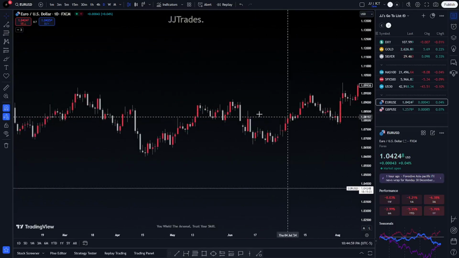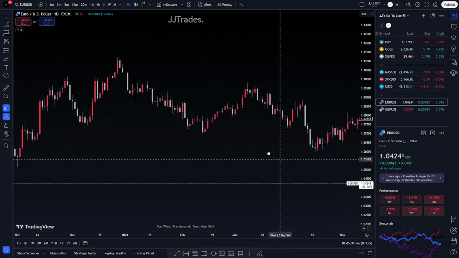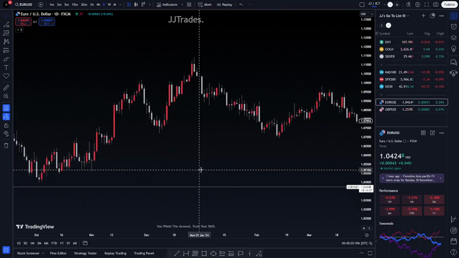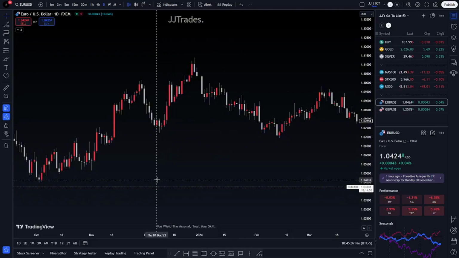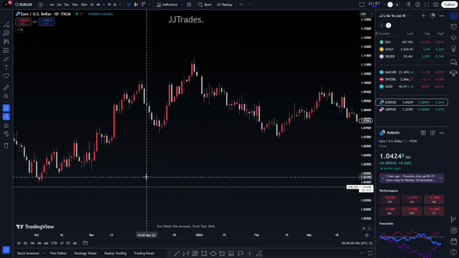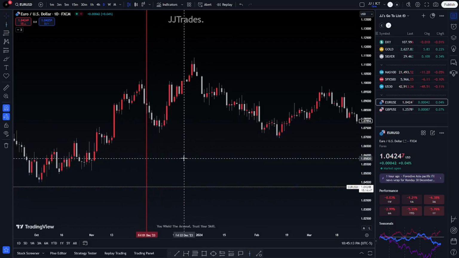For example, if we were in January, which is right around here, where would you go? The 1st of December, which is right here. If we can get to it, there you go. You would go right here to the 1st of December, right there.